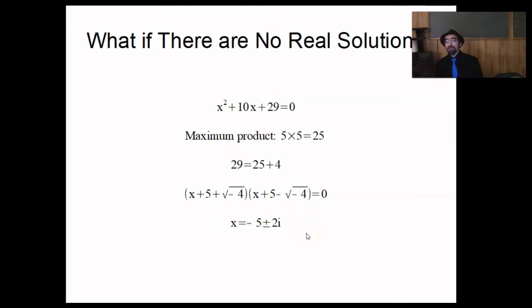Finally, what if you get something that has no real solutions? So suppose you have x squared plus 10x plus 29 equals 0. Now, my maximum possible product is going to be 25. My actual product is 29. It's more than my maximum possibility.